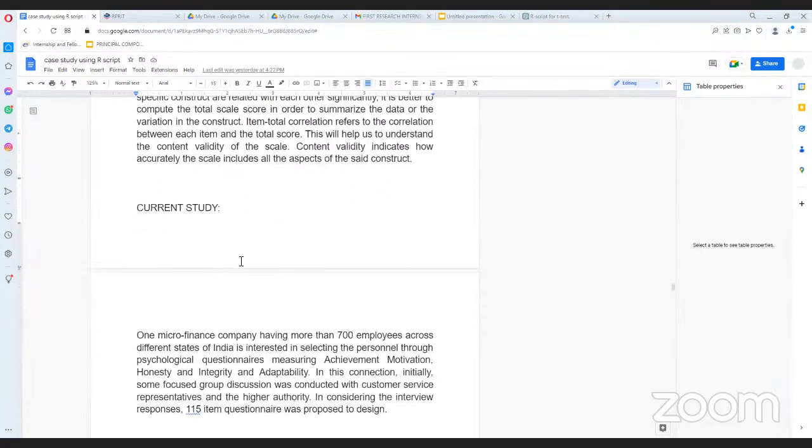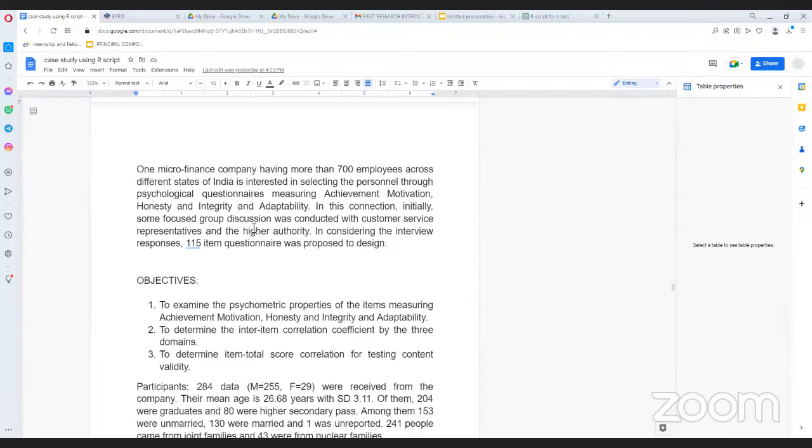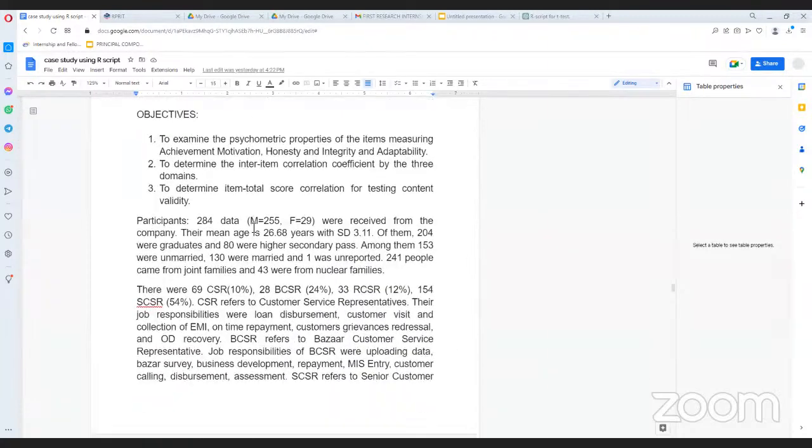Current study. One microfinance company having more than 700 employees across different states of India is interested in selecting personnel through psychological questionnaires measuring achievement motivation, honesty, integrity, and adaptability. Initially, some focus group discussions were conducted with customer service representatives and the higher authority. Considering the interview responses, a 115-item questionnaire was proposed to be designed.